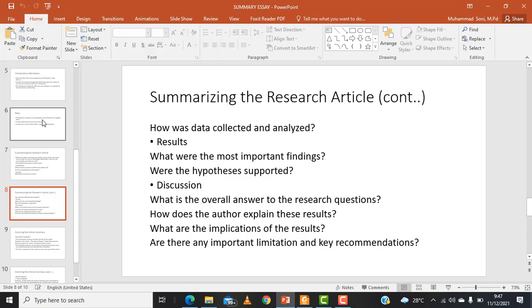And the discussions, you have to find out what the overall answer to the research questions is. And how does the author explain these results? What are the implications of the result? And are there any important limitations and key recommendations? In the discussions, find out several main points about the answer of the research and the implication of this research, and some limitations and recommendations for the study.